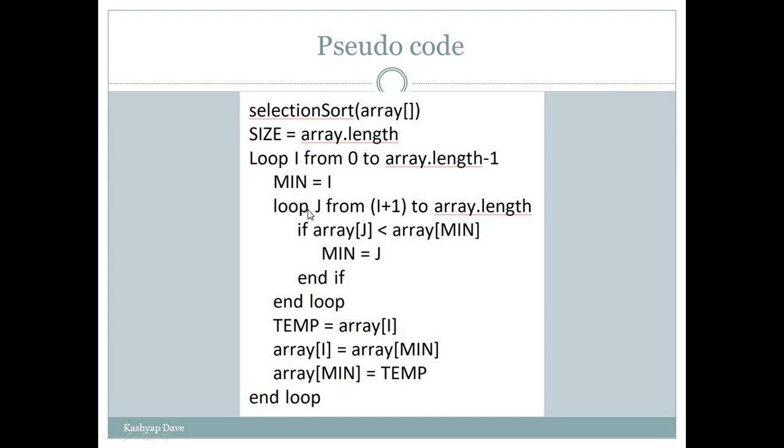After ending this j loop, we will swap that element with the minimum element. If we find a minimum element in the unsorted list, then we have to swap both numbers. So this process is done here. After this process we will end this loop. So this is the pseudocode.